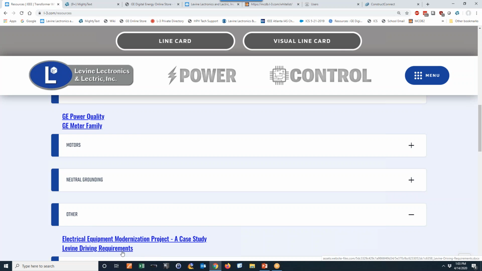If anybody's got kids and you have to teach them how to drive, I recommend you grab Levine's driving requirements and make your kids do everything on there. Okay. Any other questions?